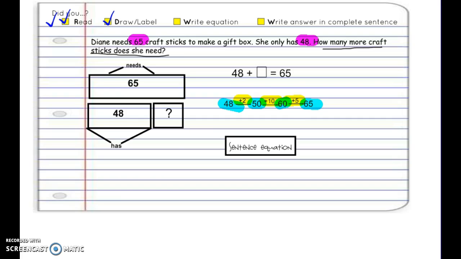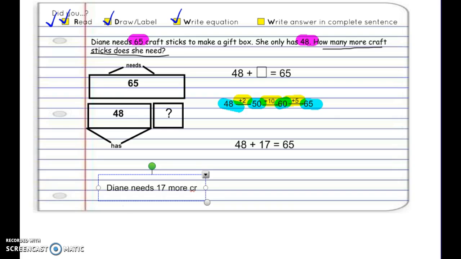Now that we have written the equation and we've solved it, the next thing we have to do is write it in a complete sentence. But before we do that, make sure that you have your journal filled out correctly. If you made a mistake, please go back and correct that for me. To finish this problem, I have to write my answer in a complete sentence. So that sentence would be, Diane needs 17 more craft sticks.